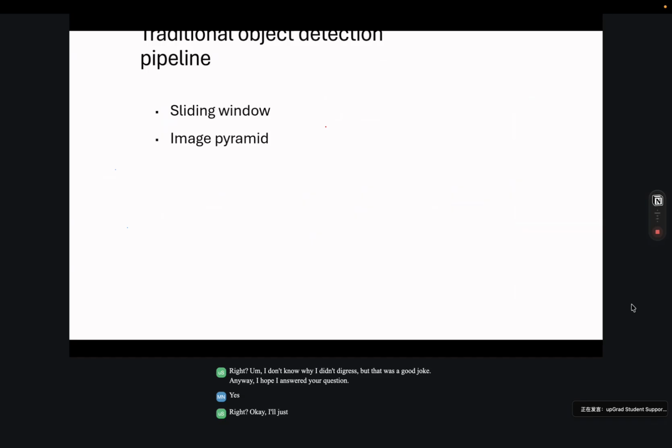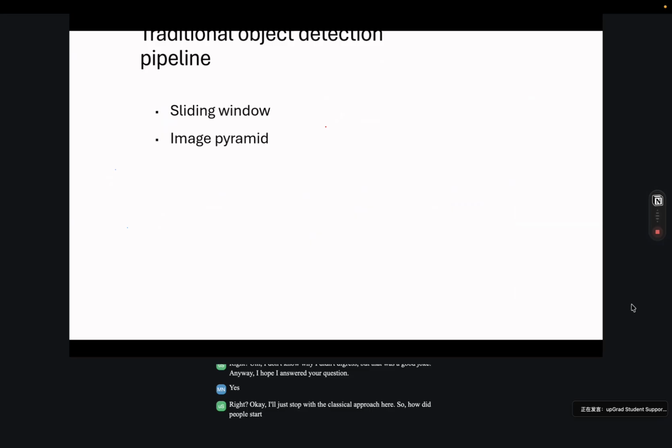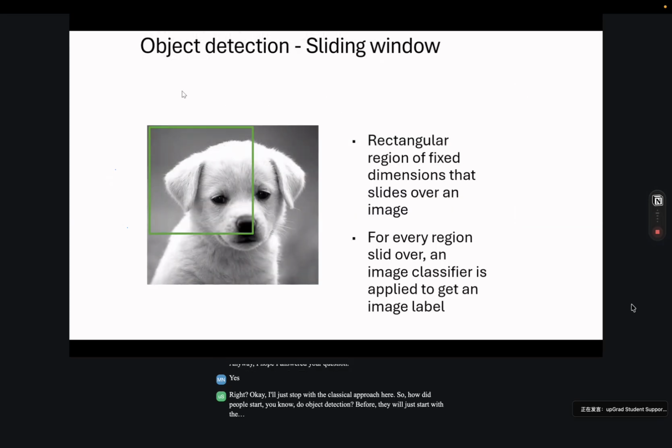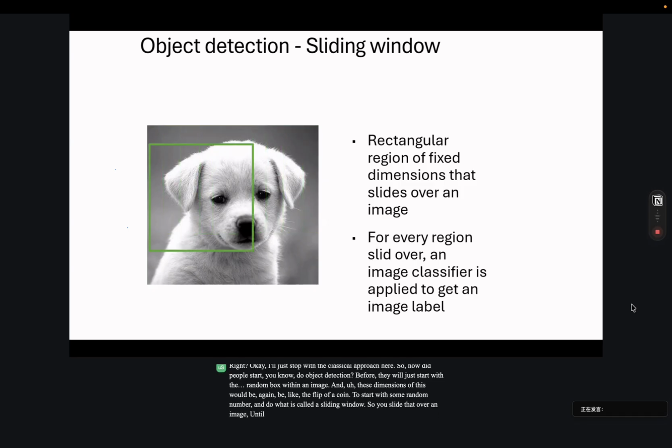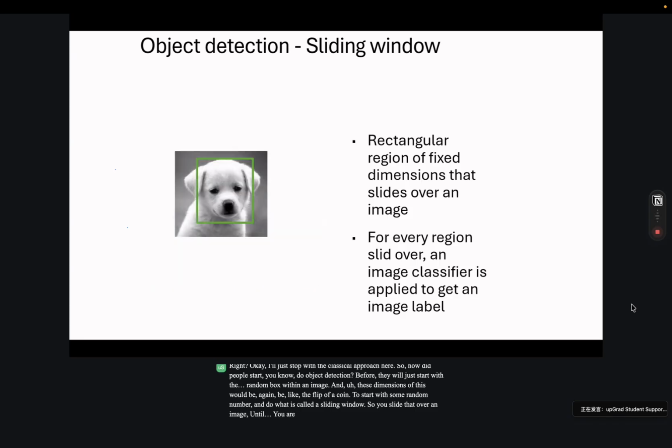Okay, I'll just start with the classical approach here. So, how did people do object detection before? They would start with a random box within an image, and its dimensions would again be like the flip of a coin. They start with some random number and do what is called a sliding window. So you slide that over an image until you are happy that you have detected some sort of an object within it.